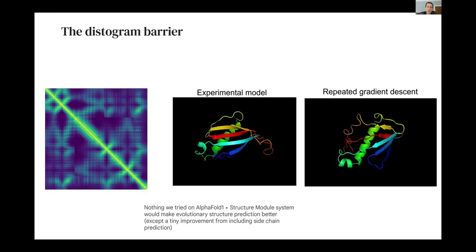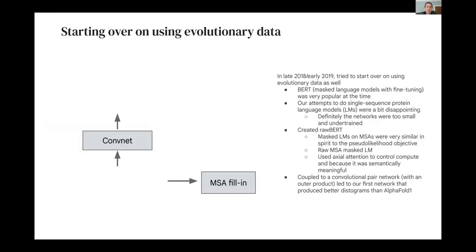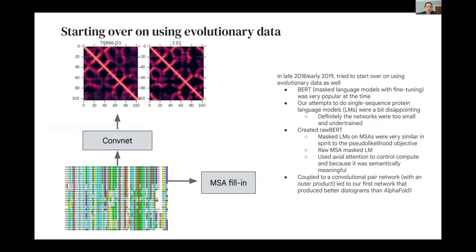And it became really clear that if we rethought how we build structures and got rid of the gradient descent, now it's time to think again about how we use evolutionary information. And this was really late 2018, early 2019, maybe January or February. BERT and masked language modeling was very popular at the time. And we started with single sequence protein language models.